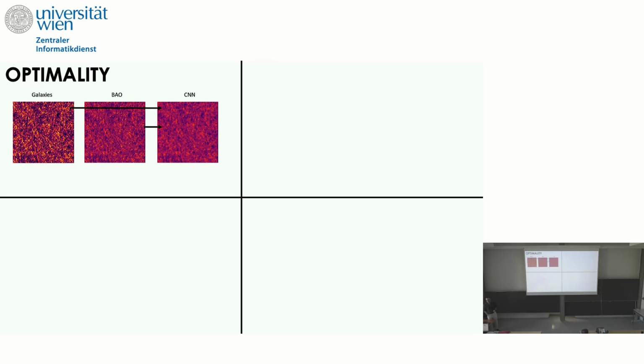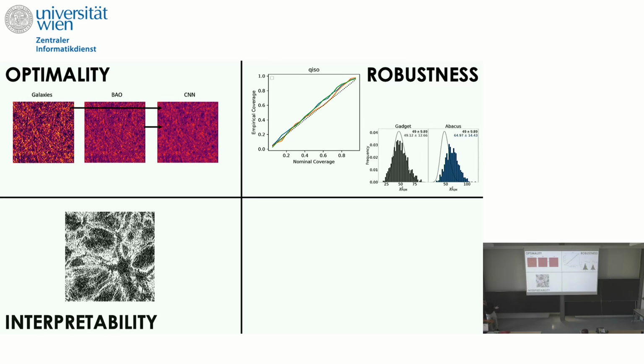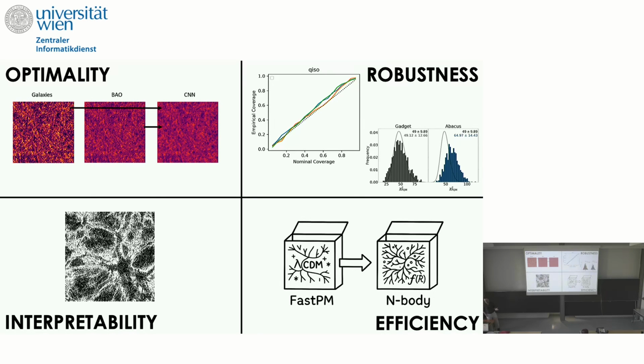So just to summarize very quickly, field level inference is great. We want to try and get optimal constraints, but we've also got to be careful to make sure things are robust, interpret what we're doing, and also be efficient.